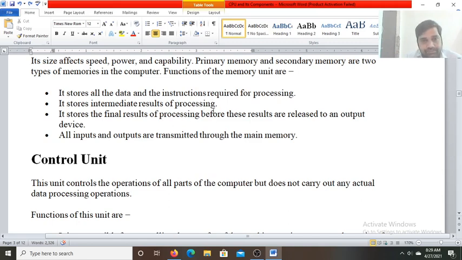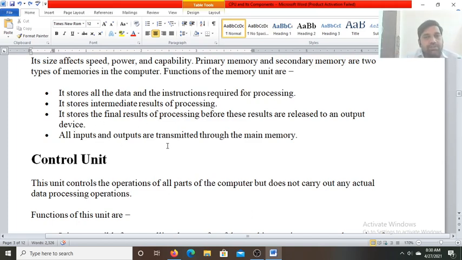So when the ALU processes the input and calculates the results, those results are stored in the memory only. That is the internal memory of the CPU, which is called the registers. That also we will study. And it stores the final results of the processing before the results are released to an output device. It stores the final result before displaying on the output device, in the registers of the CPU.